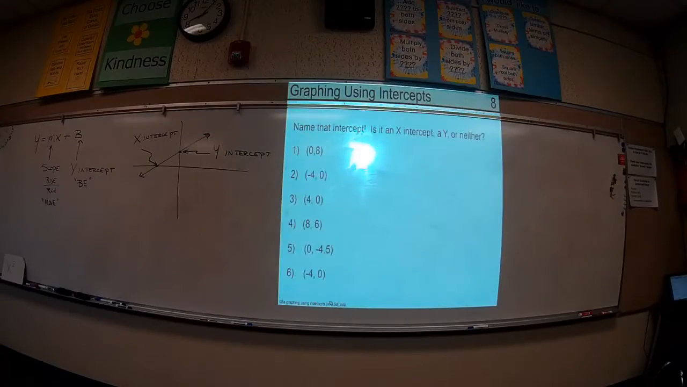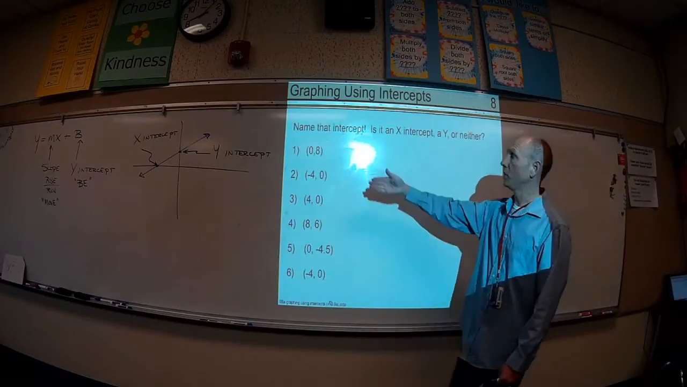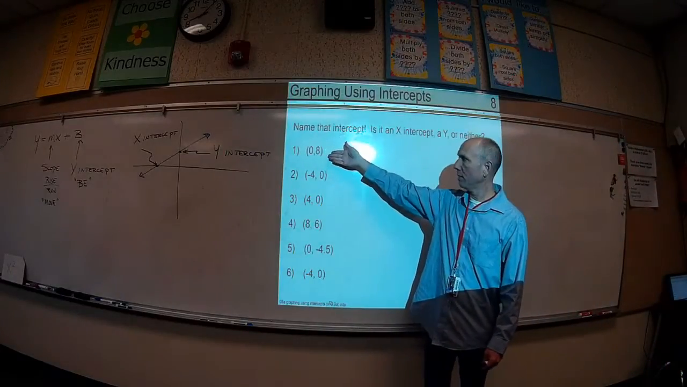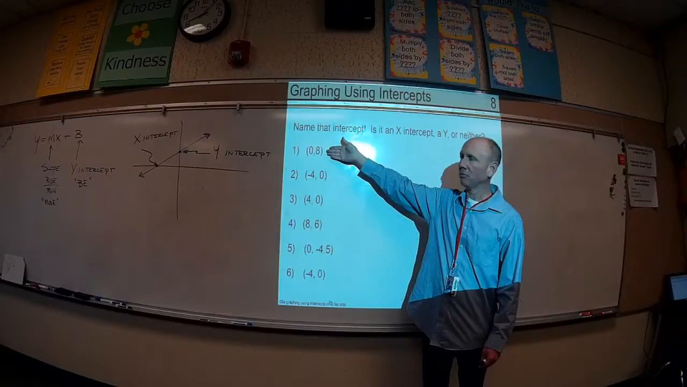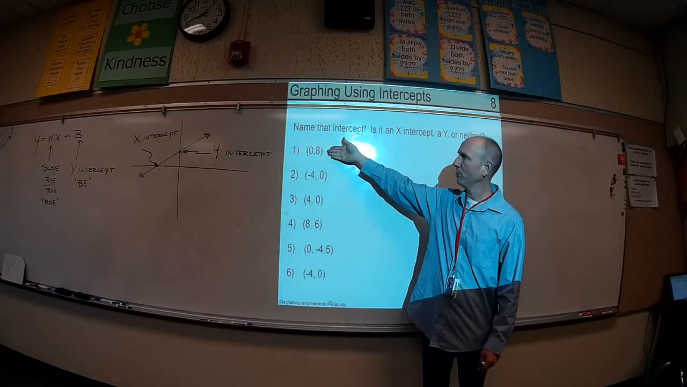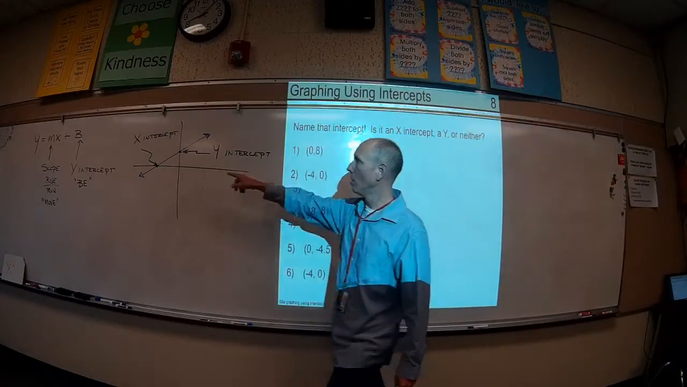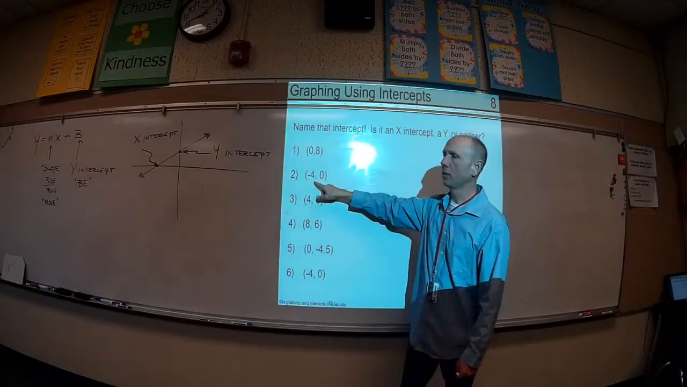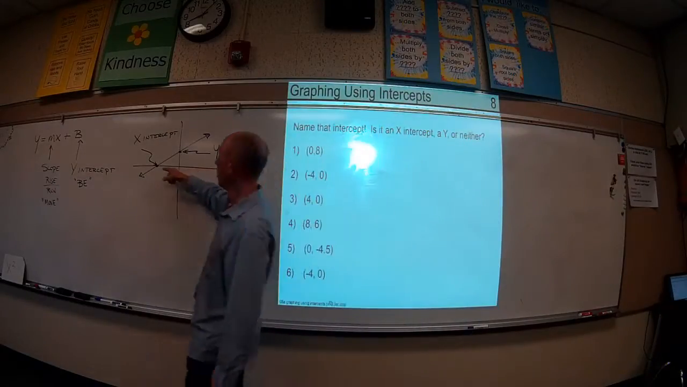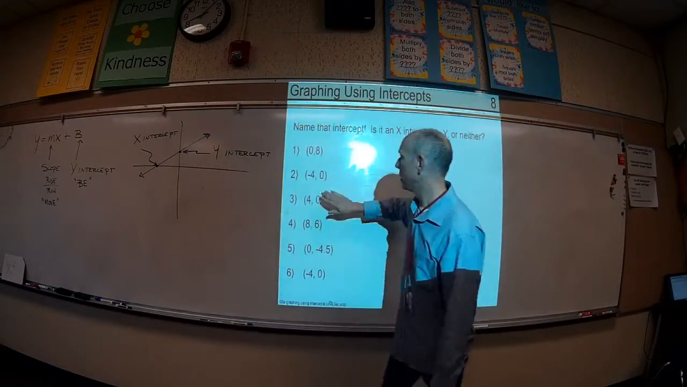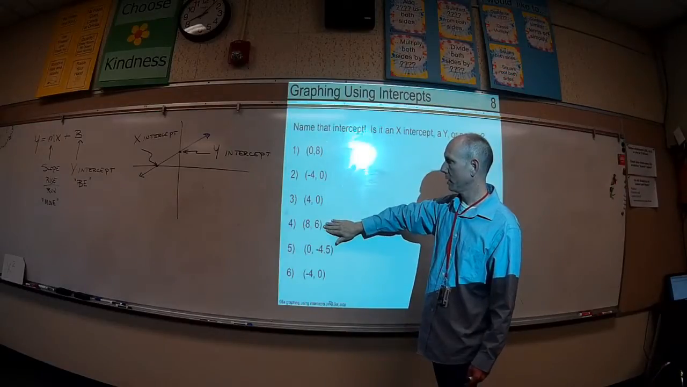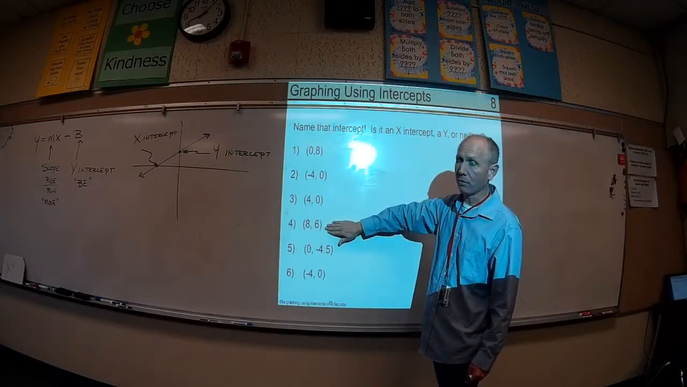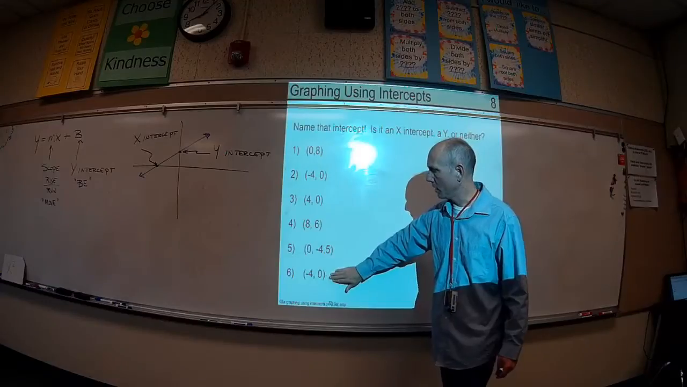Here are examples of intercepts. Here's a whole bunch of numbers. Are these intercepts? Yes. Is this an intercept? No. Oh, wait, yes. It's a 0. Is it? Yes, it is. 0, 8, that's an intercept. Is this an intercept? Yes. -4, that's an intercept. Is this? No, that's not an intercept. Is this an intercept? Yes.